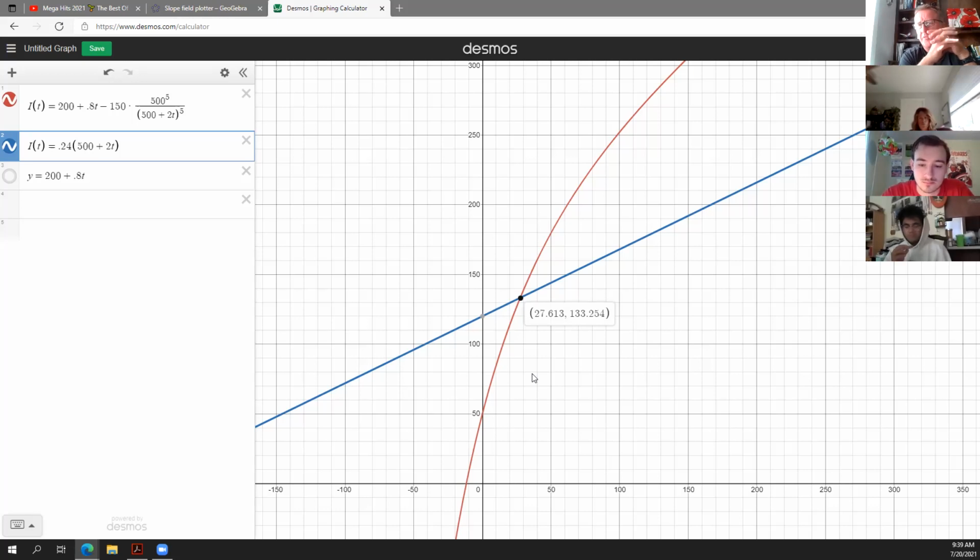I want you to play with this for a second. Can you check all of that? If you went for 27.6 minutes and you had 133.24 ounces of iodine, remember that's the meaning of x and y here, t and I, would that actually be the correct concentration? Can you prove that that's 24%?